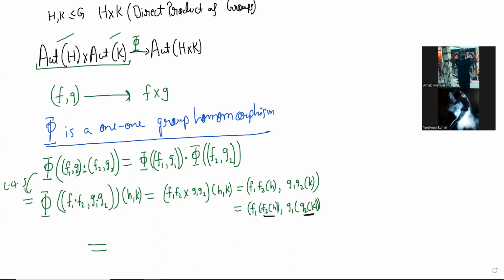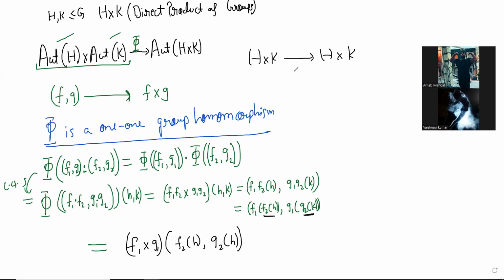okay? And this thing is some function applied on H cross K. What is that function? That function is F1 cross G1 applied on this element comma this element, and that element is this, right? That's how F1 cross G1 acts. F1 cross G1 is a function from H cross K to H cross K. And how does it act? Precisely like this, right? Okay. And again, you know that it is this composed with F2 cross G2 acting on H comma K.